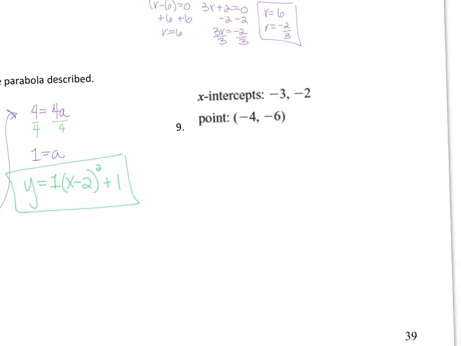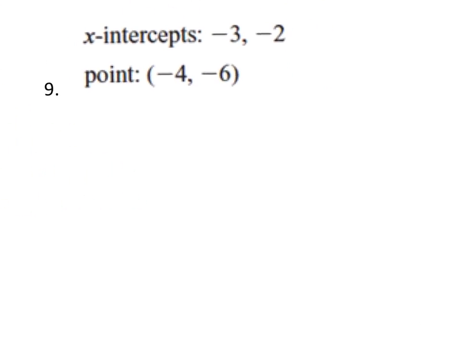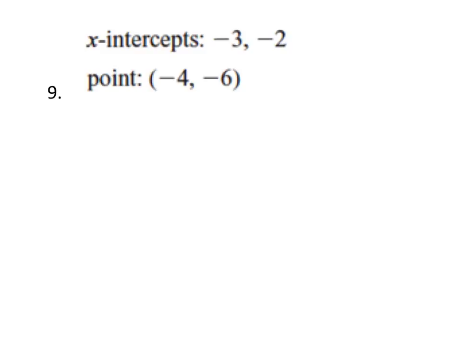All right, let's try one more. But now we're using x-intercepts. So instead of using y equals a times x minus h squared plus k, we're going to use y equals a times x minus p times x minus q. All right, and we're still trying to find this little secretive a, but now I know that my x-intercepts are -3 and -2, and this is my x and y. So we don't have h and k, but we have our p and q. So I'm going to fill out y.